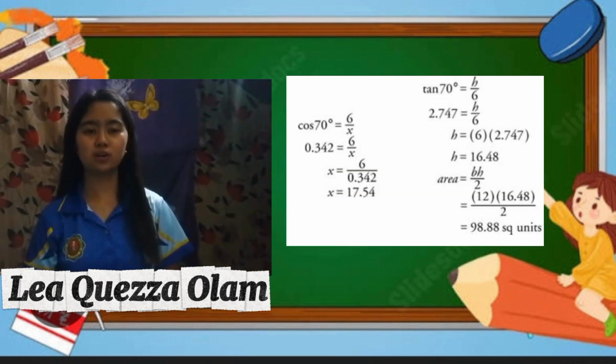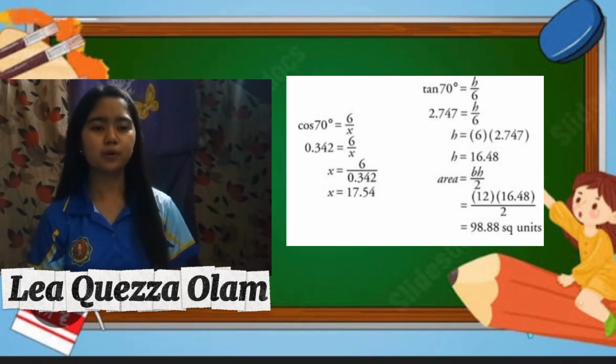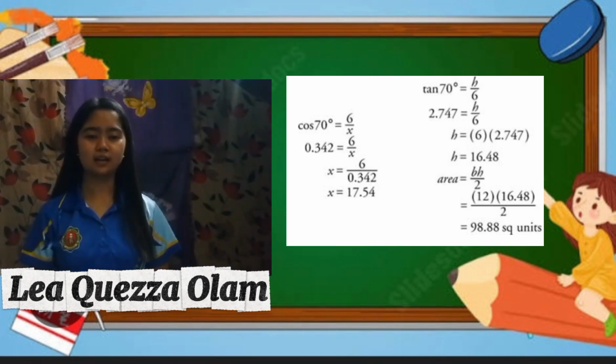So this is our cos 70 degrees equals 6 divided by x. So our cos is 0.342 equals 6 divided by x. And then 6 divided by 0.342, and the answer is 17.54. And then now we proceed to tan.